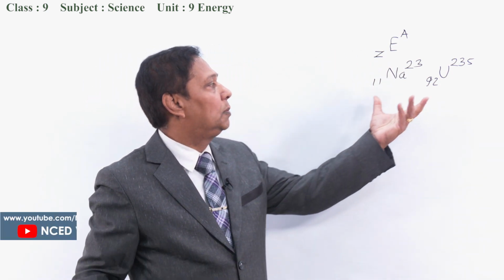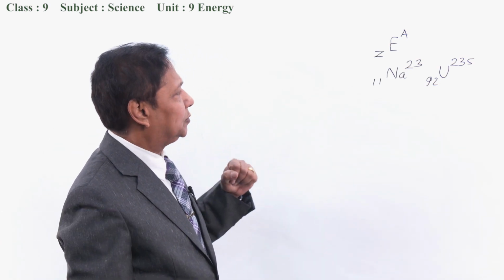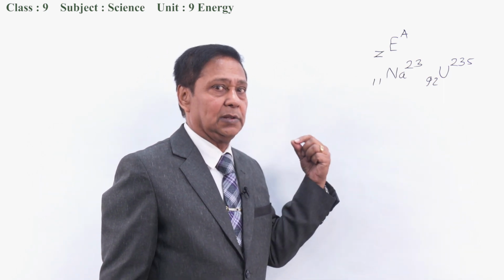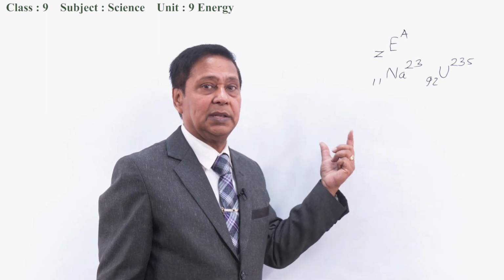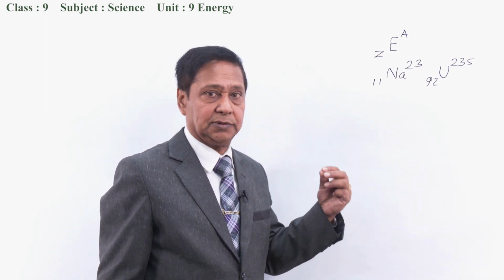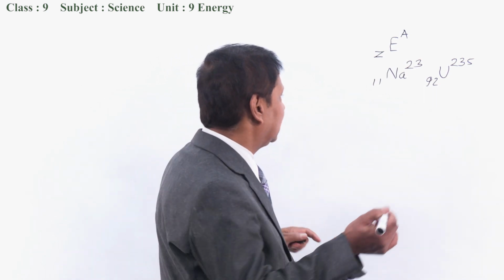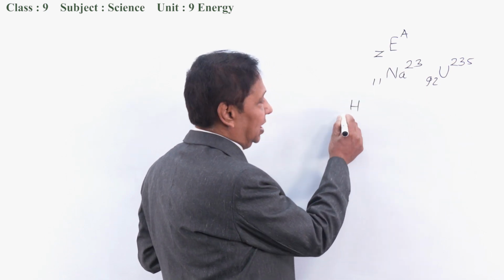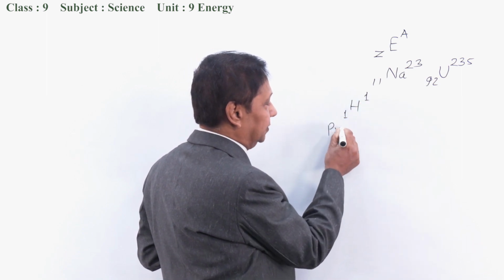You must know this first, and then we have to remember isotopes also. Do you remember what an isotope is? Isotopes are elements having the same atomic number but different atomic mass. Hydrogen has 3 different isotopes. What are they? One is called protium, a hydrogen atom having atomic number 1 and atomic mass 1. This is called protium.